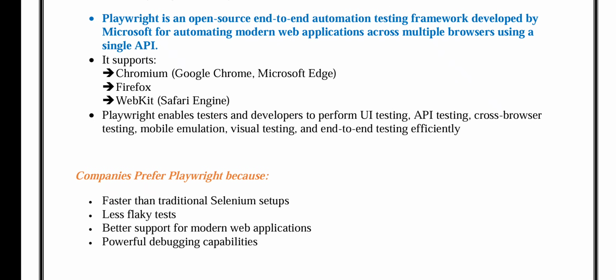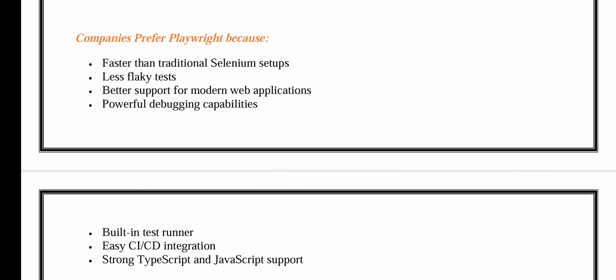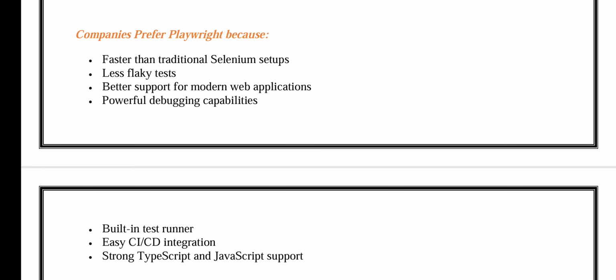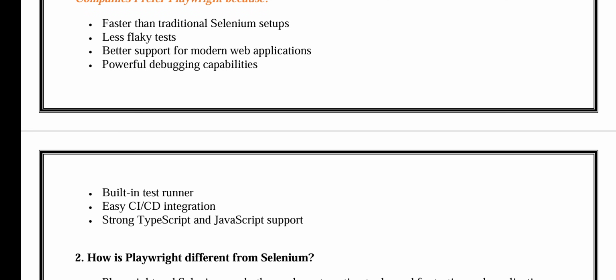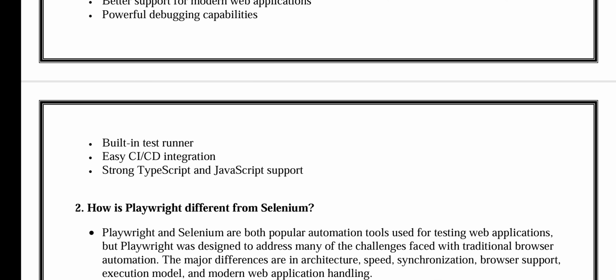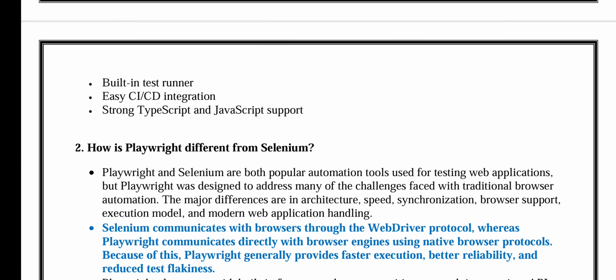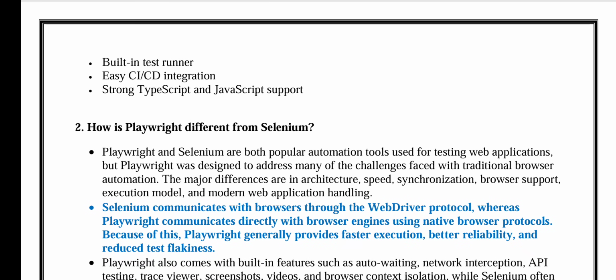testing efficiently. Okay, so companies prefer Playwright because it's faster than traditional Selenium setups and has less flaky tests, better support for modern web applications, powerful debugging capabilities, and it has a built-in test runner, easy CI/CD integration, and strong TypeScript and JavaScript support from the community.